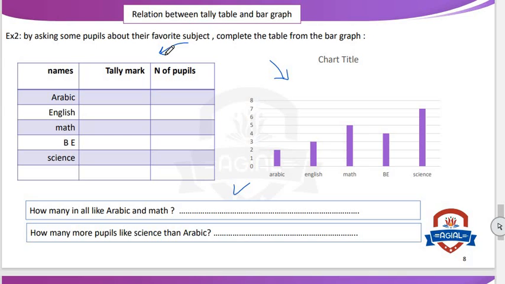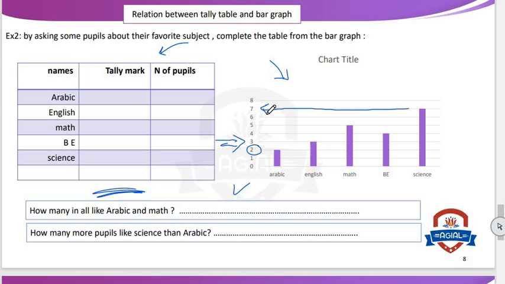By asking some pupils about their favorite subject, complete the tally table from the bar graph. We will complete this tally table from this bar graph. Who can say at first, how many students like Arabic? Arabic goes up to what? 2, super. How many like English? Super, 3. How many students like math? Super, 5. How many students like BE? 4. How many students like science? We go to the vertical line to say how many?